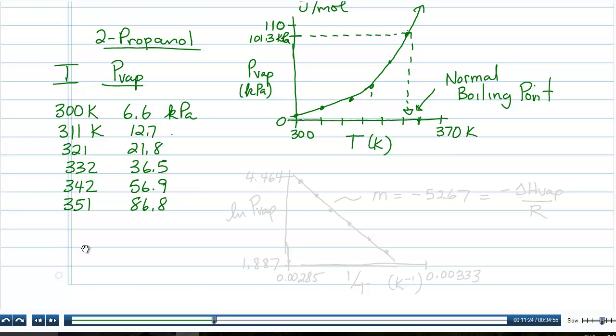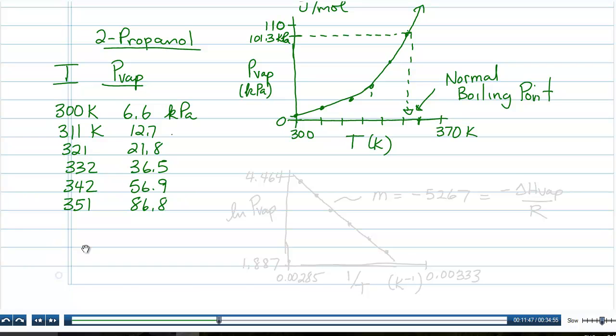Because of that, when water is at sea level, it boils at 100 degrees Celsius, but when water's up at, say, Denver, Colorado, on the top of a mountain, the boiling point is much lower because the air pressure higher up on a mountain is less than the air pressure down here at sea level.